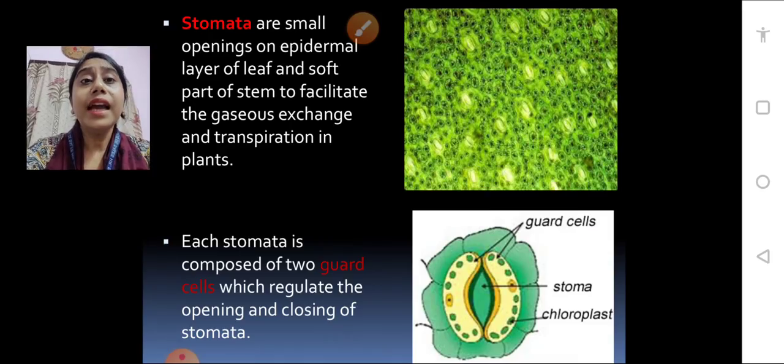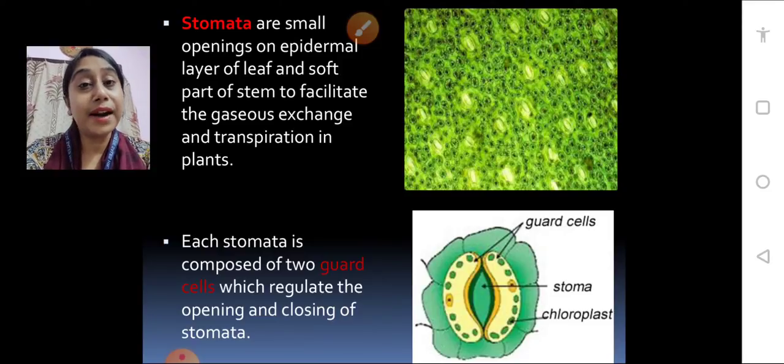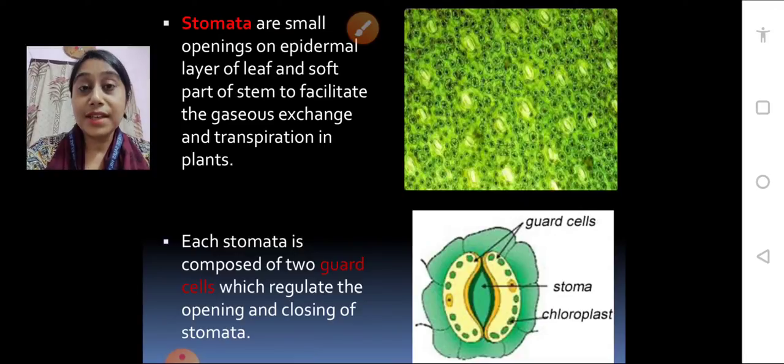Now some of the epidermal cells become specialized to form a structure or an apparatus, especially in the leaf and the green parts of the stem, known as stomata. Have you heard about stomata? I am sure you have heard about stomata. So stomata are specialized for what? Gas exchange in plants, right? So stomata are small openings on the epidermal layer of the leaf and soft parts of the stem. What is the function? To facilitate the gaseous exchange and transpiration in plants. Two functions we have seen of stomata.